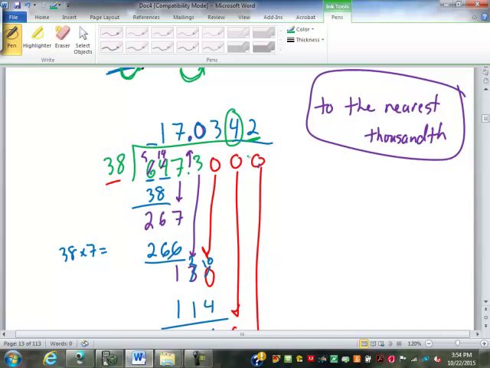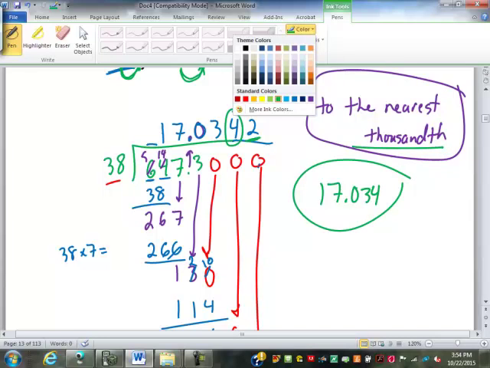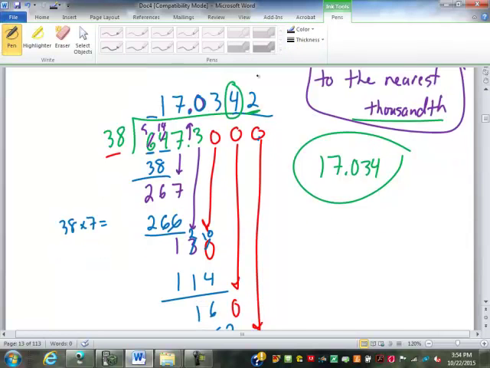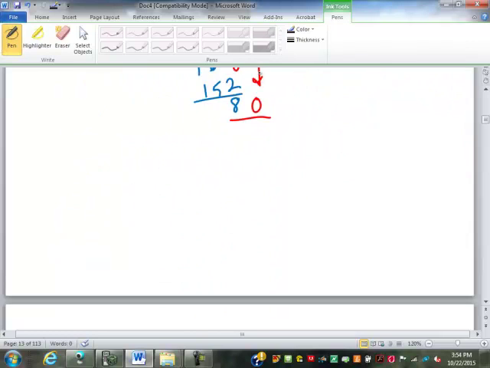What's the 2 telling us? It's going to stay 4. So this is 17.034 to the nearest thousandth. What do you think? Easy? I like that answer.